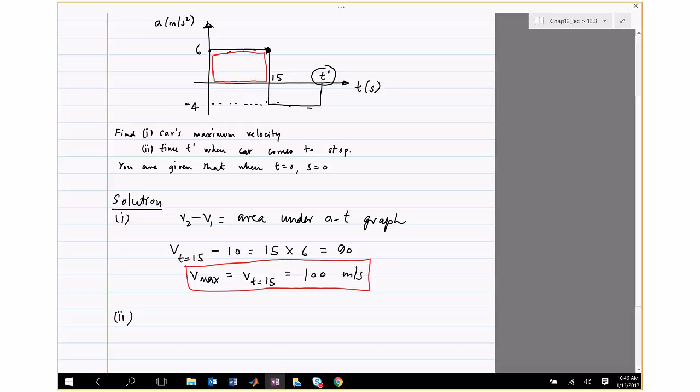Okay, so the next question is, what is the time when the car comes to a stop? So you're given that at time t prime, which is in the plot, you got to find the time when the car comes to stop. So think about it this way: the car is accelerating for the first 15 seconds, okay, and then it's decelerating. Okay, so when it decelerates, it has to come to some point. It has to come to rest. It keeps decelerating, and so you're going to find the time at which it comes to rest.